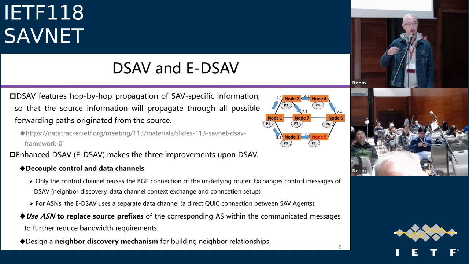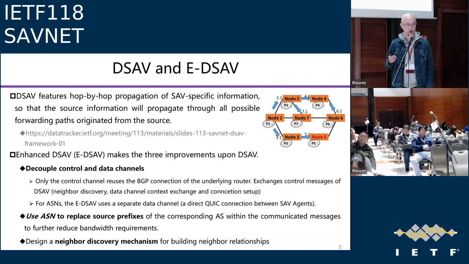First is the decoupling of the control and data channels. The DSAF uses the underlying BGP connections to its neighbors to propagate the SAF-specific information. And this actually heavily burdens the underlying routing instance and reduces packet per second processing power. What we want to do here is make the BGP channel solely for control purposes. What I mean by control purposes is basically doing neighbor discovery as well as establishing the data transfer communication channels between the SAF agents.